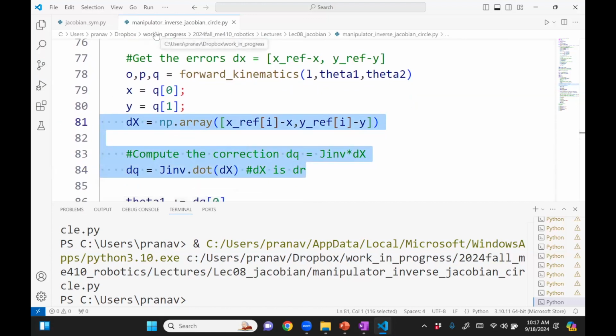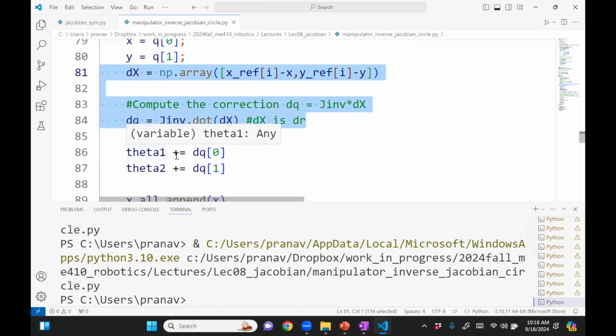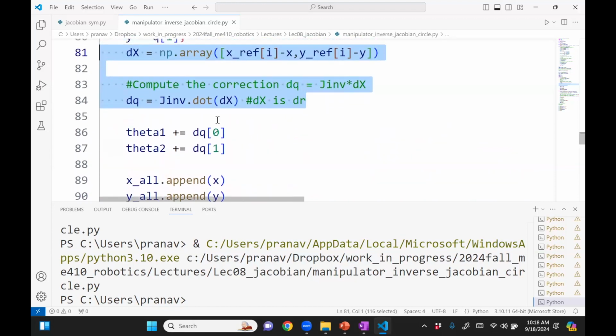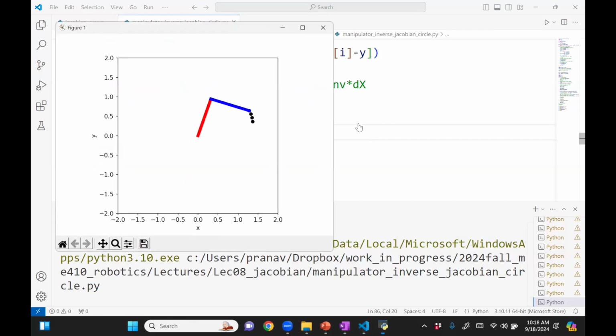Okay, there's two lines. I split them into two lines. So I compute dx, x being capital here, is basically the reference minus x. So x ref minus x, y ref minus y, the error between the actual needed trajectory reference and the x and y, what it is actually plotting, and then do J inverse dx. So that gives me the change in Q. And then I just update theta 1, theta 2. So this plus equals means theta 1 equals theta 1 plus dq0. Okay, and I just save that. That's pretty much it. Another way of doing inverse kinematics using the Jacobian.